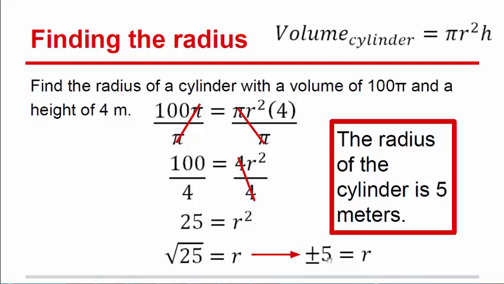Remember on the Pythagorean theorem that we were looking at, when we were doing square roots of both sides, we talked about distance can never ever be negative. So that's why the negative is dropped here, because it's talking about a distance. So this concludes the initial notes on solving for a volume of a cylinder.